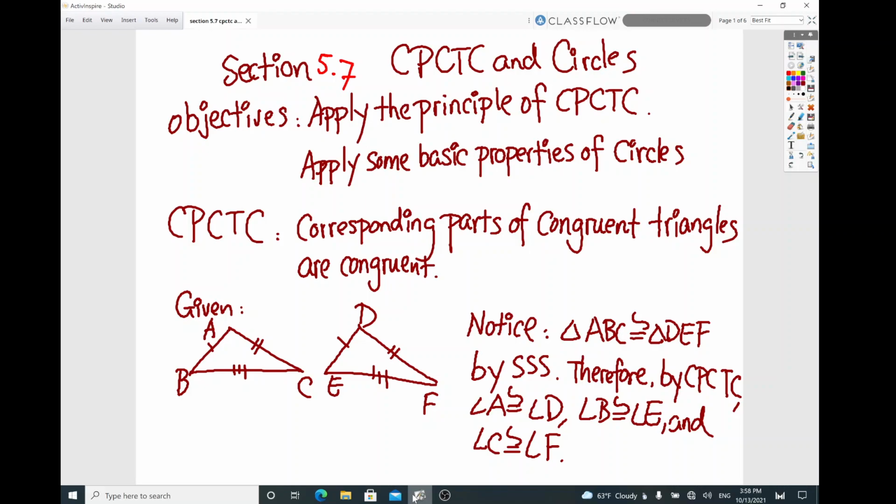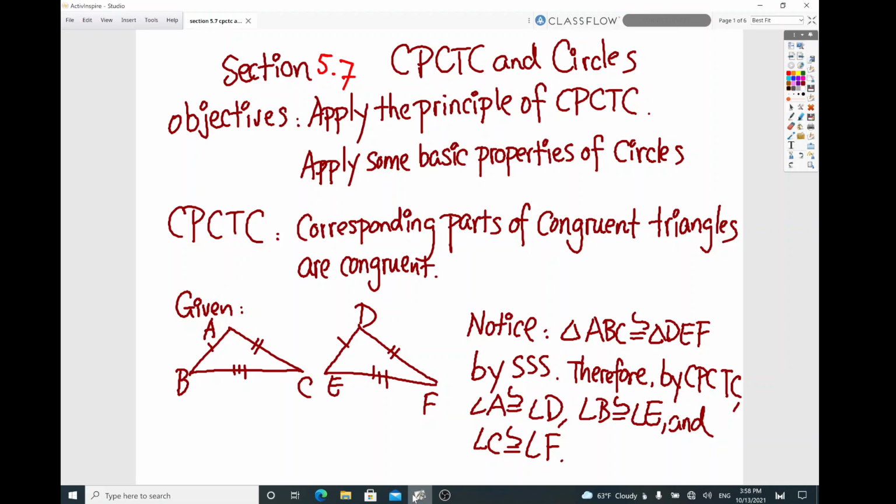So this one is section 5.7, regarding CPCTC and circles. The objectives are to apply the principle of CPCTC, and then apply some basic properties of circles. CPCTC means that corresponding parts of congruent triangles are congruent.